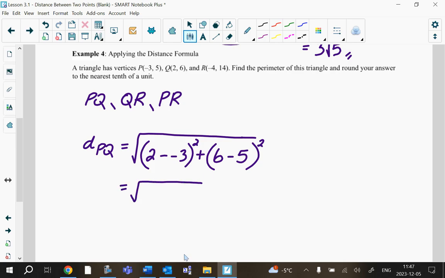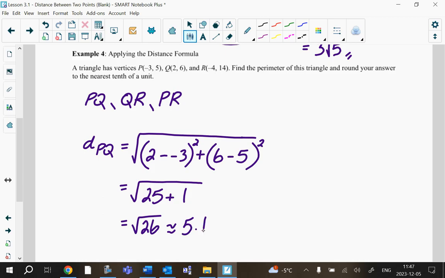So I'm going to save myself a little bit of time. What is 2 subtract -3? 5. Squared? 25 plus 1 equals square root of 26. Can't take that exactly. On my calculator to the nearest tenth, that's 1 decimal place, should work out to 5.1.